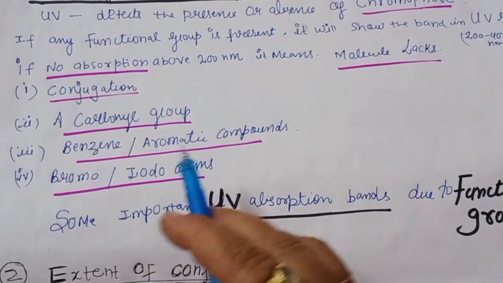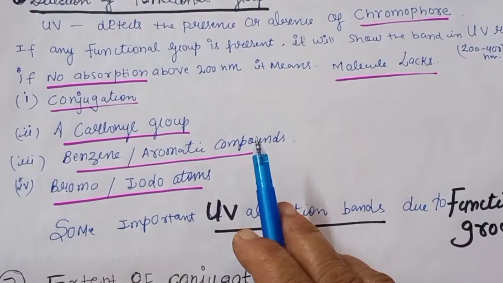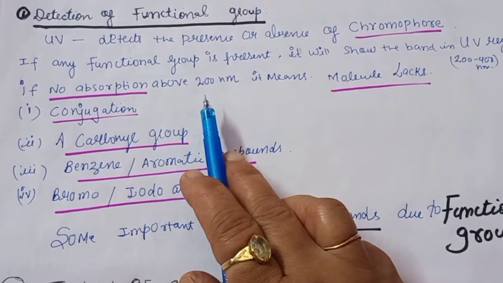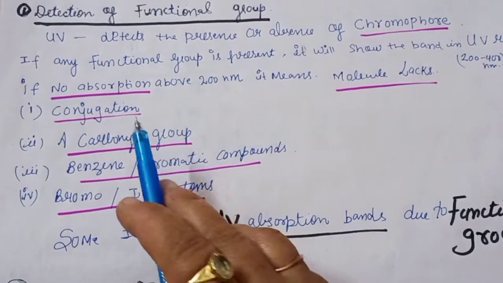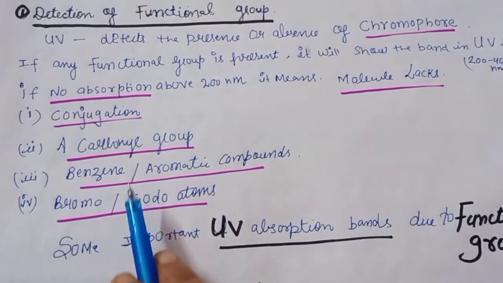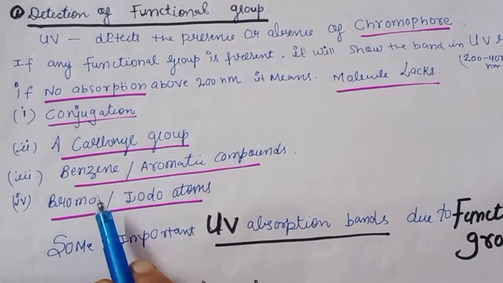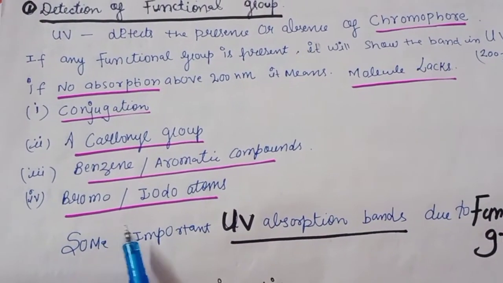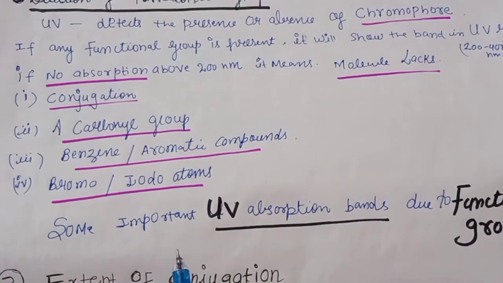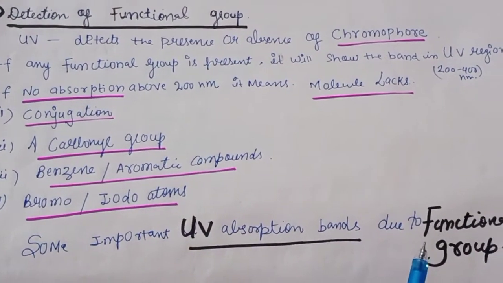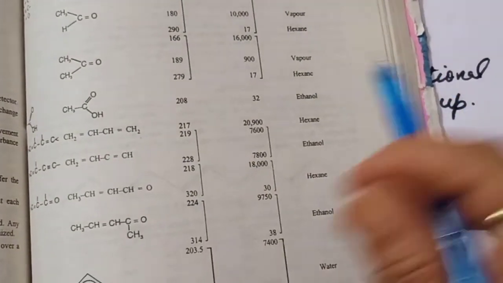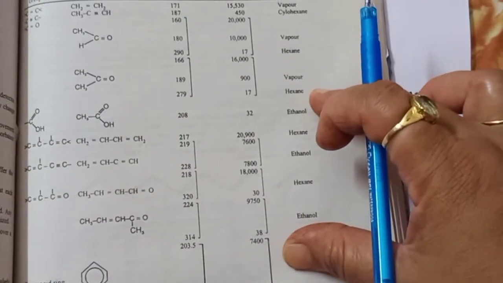Means if the molecule does not absorb radiation above the 200 nanometer range, the molecule will have an absence of conjugation, carbonyl group, benzene or aromatic compounds, bromo or iodo compounds. Some important ultraviolet absorption bands due to the functional groups are mentioned here. You can pen them down, and in the last I will again share this part.